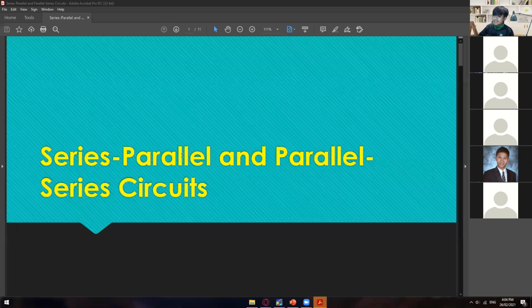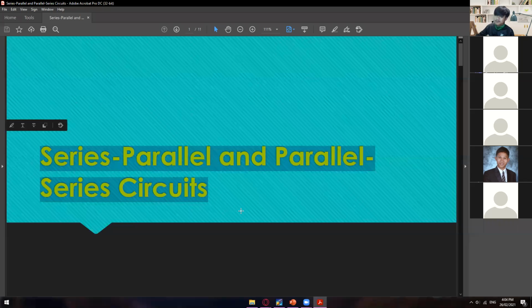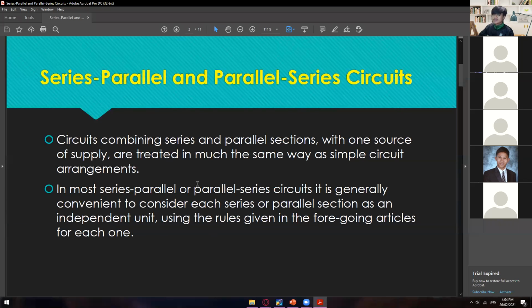So we have here series parallel and then parallel series circuits. Actually, all of those are just parallel. Okay. So we have here the circuits combining series and parallel sections with one source of supply are treated in much the same way as simple circuit arrangements. It's just that there is a parallel connection.